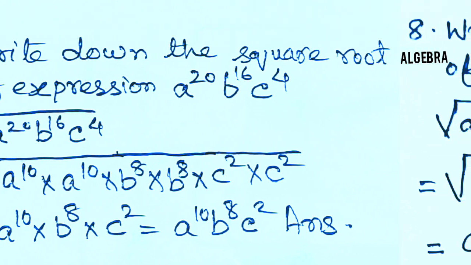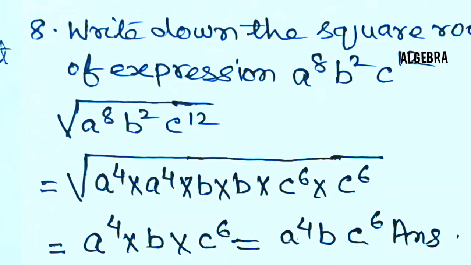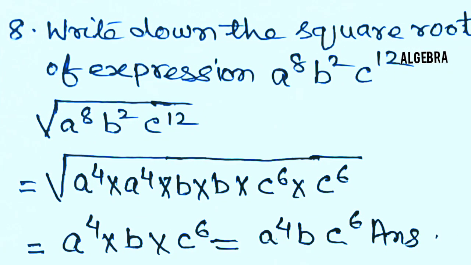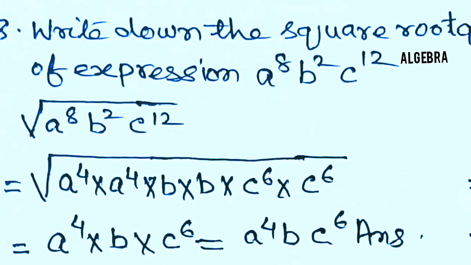Answer. 8. Write down the square root of expressions a^8 b^2 c^12. The square root of a^8 b^2 c^12 is equal to the square root of a^4 into a^4 into b into c^6 into c^6, which is equal to a^4 into b into c^6, which is equal to a^4 b c^6.